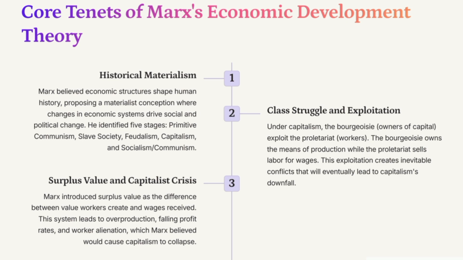3. Surplus value and capitalist crisis. Marx introduced surplus value as the difference between value workers create and wages received. This system leads to overproduction, falling profit rates, and worker alienation, which Marx believed would cause capitalism to collapse.